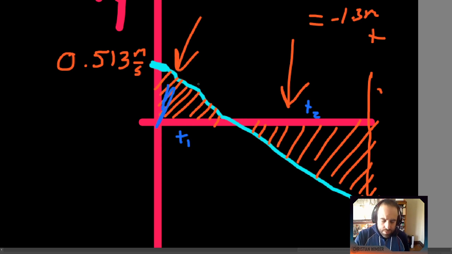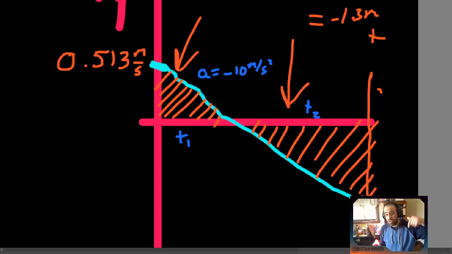Well, the area of this triangle we know is 1/2 base times height. I know how tall it is. I just don't know the base. But here's something I know. I know that the acceleration this whole time is negative 10 meters per second squared. That means that this triangle has to be 10 times taller than it is wide. So this height is 10 times bigger than this width. So that means that this t must be 10 times smaller than 0.513. So this must be 0.0513 seconds.